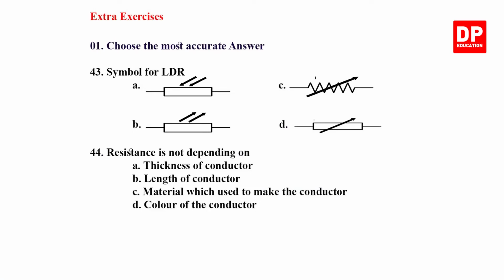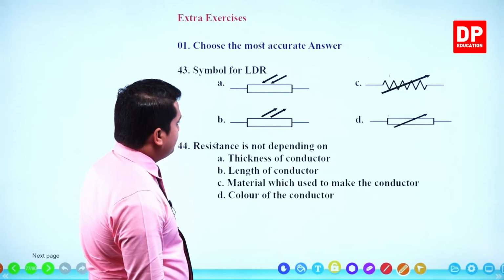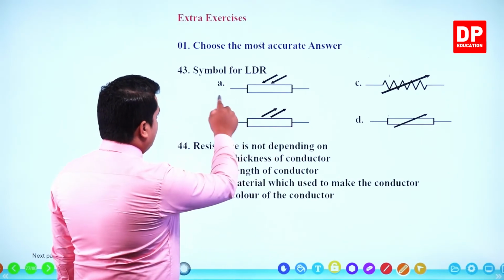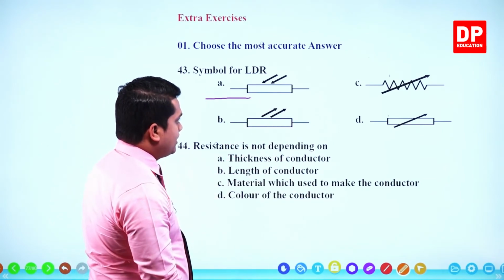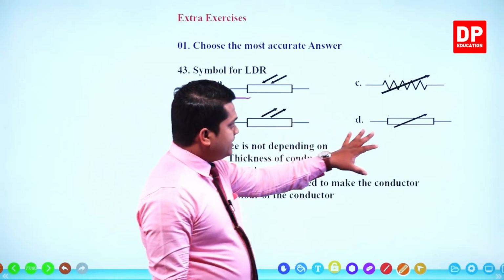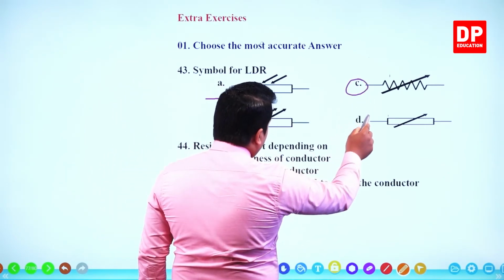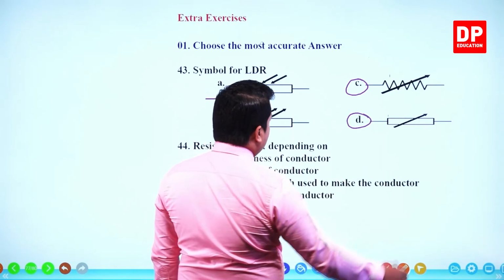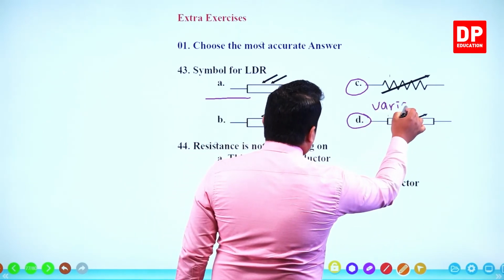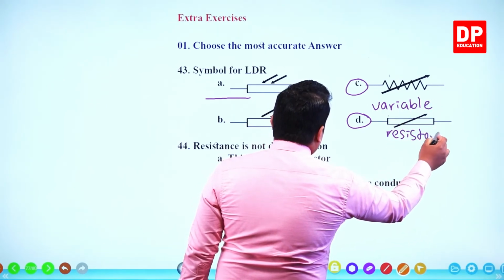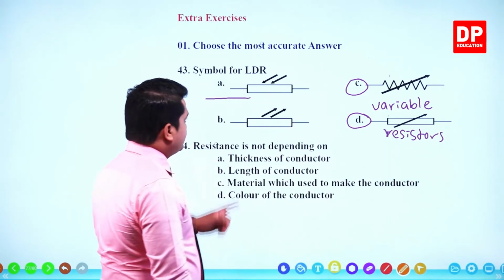Question 43. Symbol for LDR. Light dependent resistor. So the symbol for an LDR is very simple, my dear children. This is the symbol for LDR. So when you take these things, like this one and this one, C and D, in C and D these figures are variable resistors. Right? LDR, it's like this.